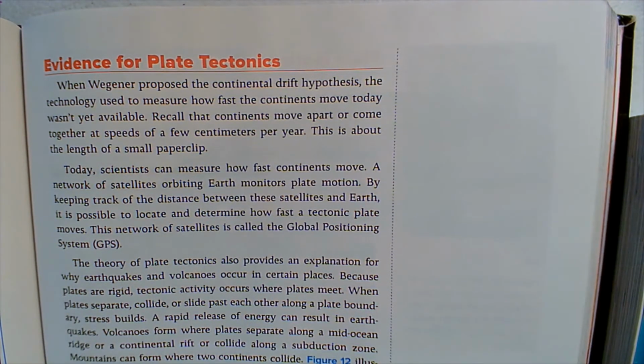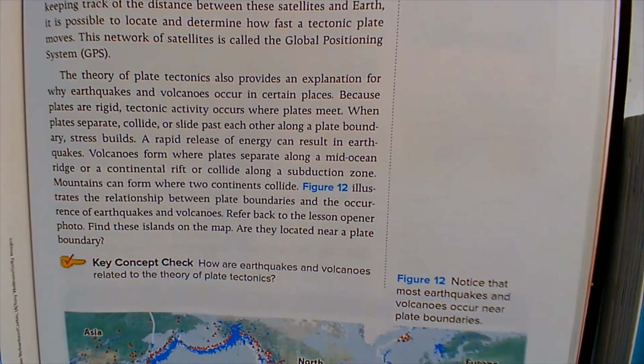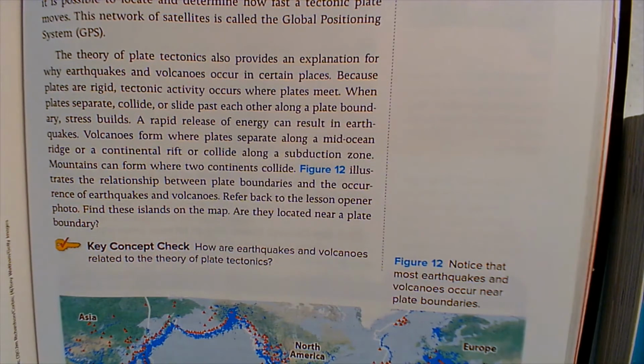The theory of plate tectonics also provides an explanation for why earthquakes and volcanoes occur in certain places. Because plates are rigid, tectonic activity occurs where plates meet. When plates separate, collide, or slide past each other along a plate boundary, stress builds.